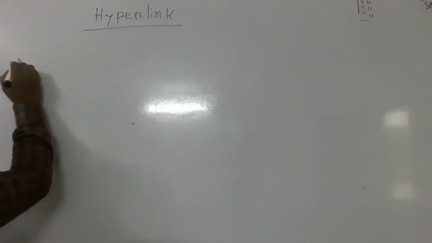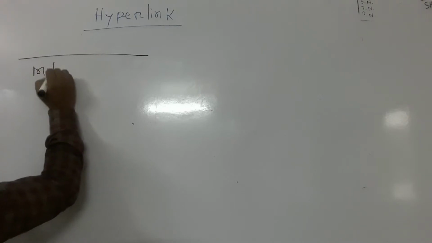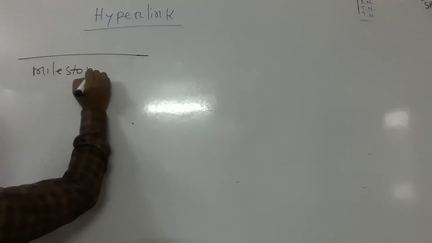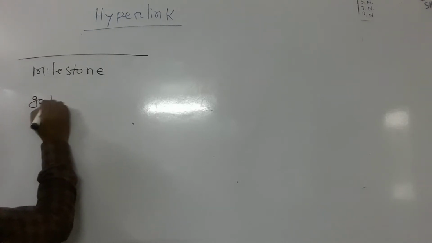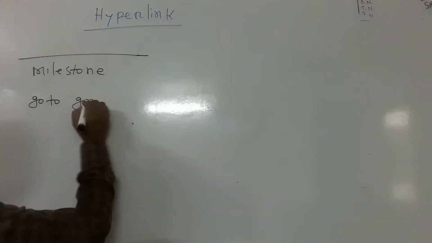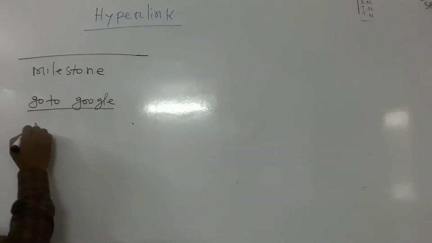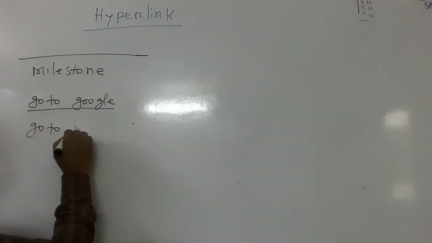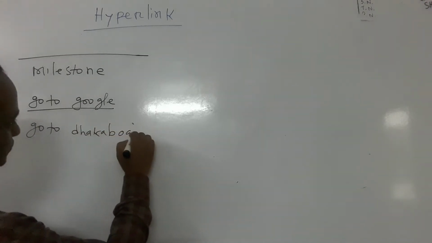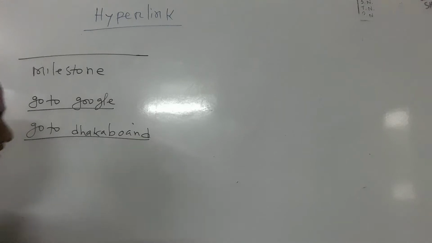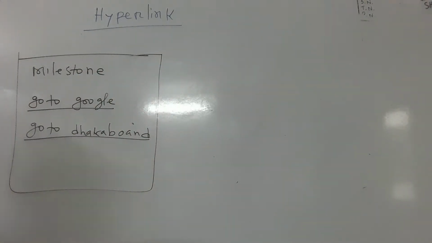Suppose our home page is this, its name also Milestone. Go to Google. This is a link. Go to Dhaka board. That means Dhaka Education Board. This is a home page for Milestone.